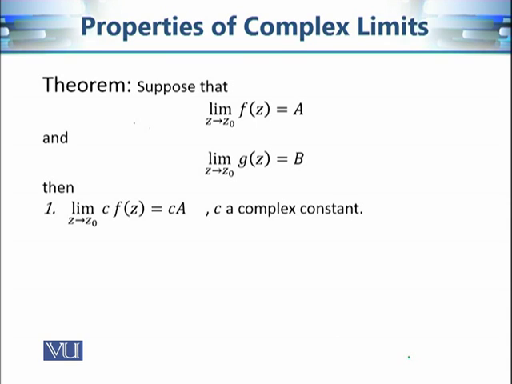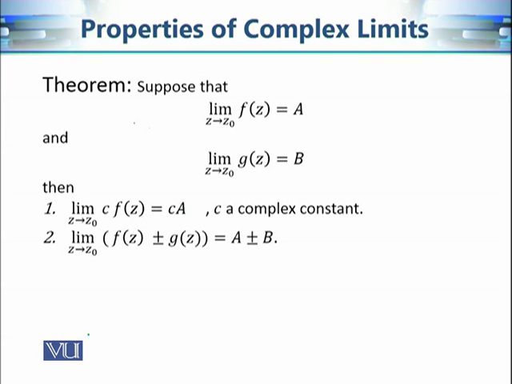Now let's describe some other properties of complex limits. If we are given two complex valued functions f of z and g of z, and these limiting values are a and b, then the first observation is that the limit as z approaches z0 of c f of z is equal to c into the limit of f of z. And if we add these two complex valued functions and then calculate the limit, it is the same as adding the limits of these two complex valued functions, or we can replace this addition with subtraction as well.